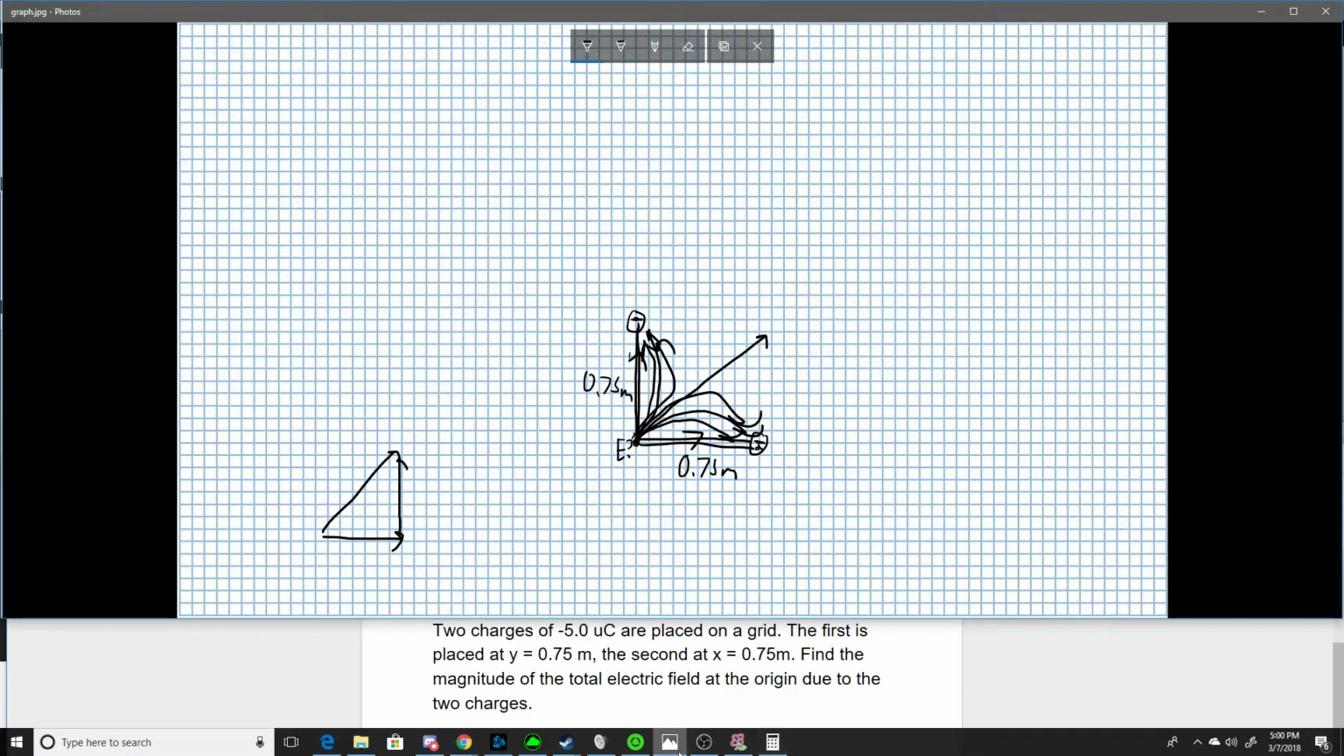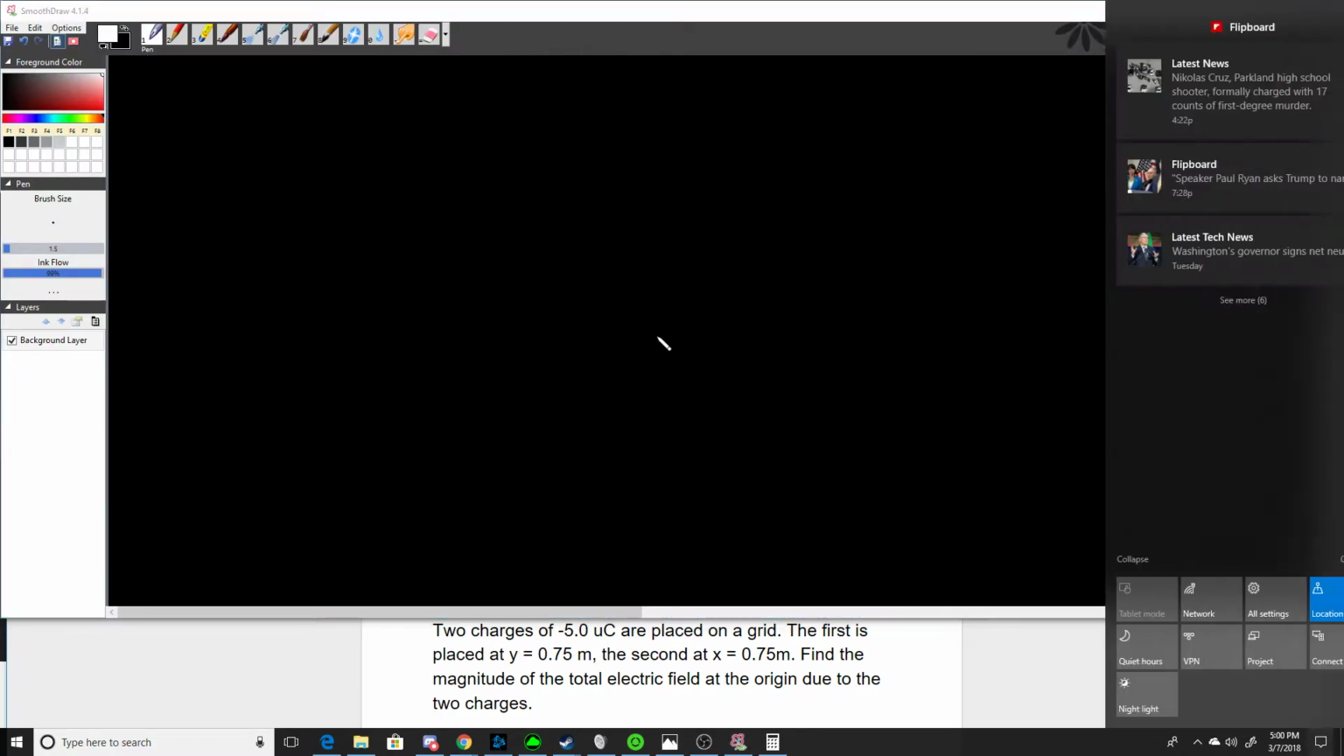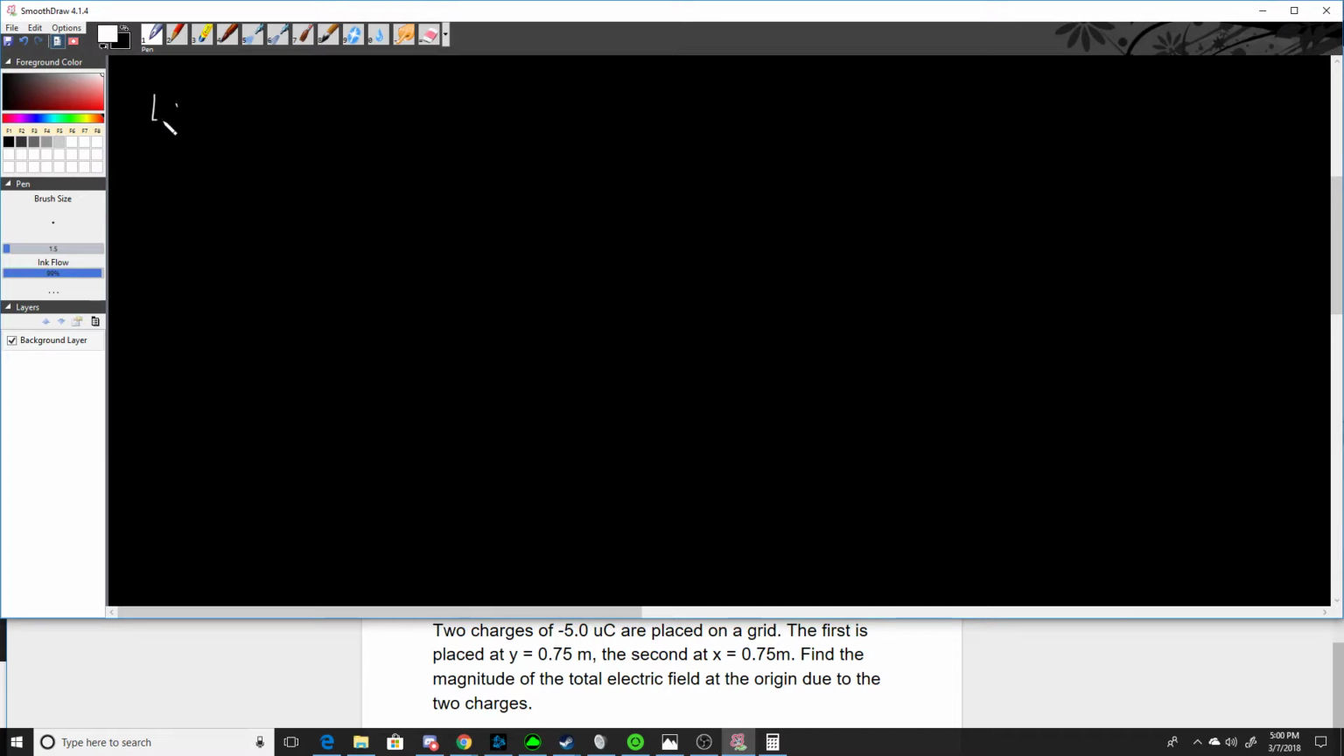All right, so I'm going back to this right here. And I know that I'm using E equals kQ over r squared. The big thing though is we can say that Q1 is going to give us the electric field in the y direction.